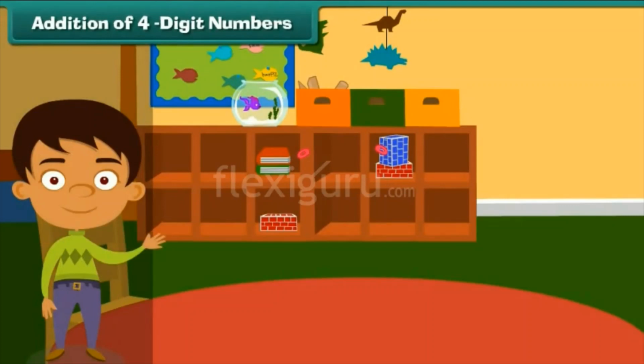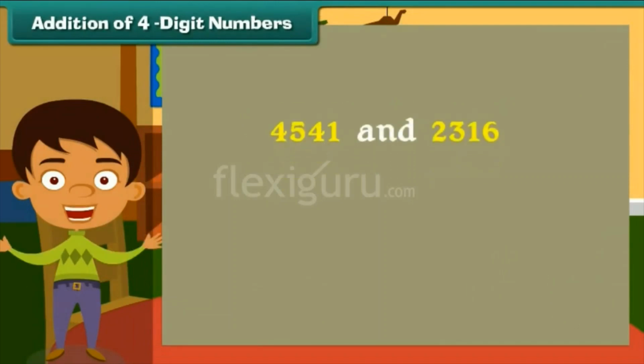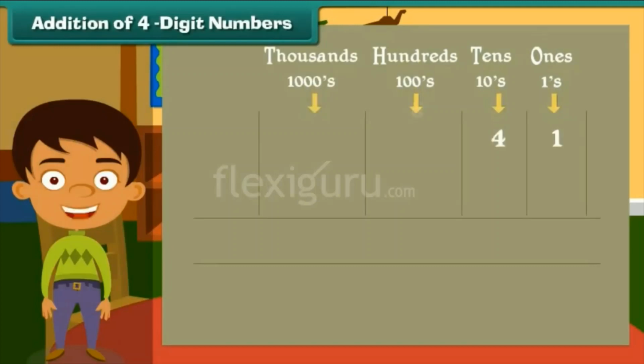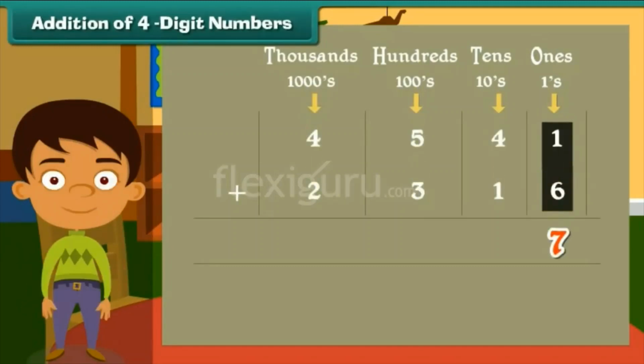Addition of 4-digit numbers. The first problem that Ben picks to solve is to add given numbers 4541 and 2316. He starts solving the question by writing the numbers in these lines. Remember that we begin adding from ones, so here the addition is 7.